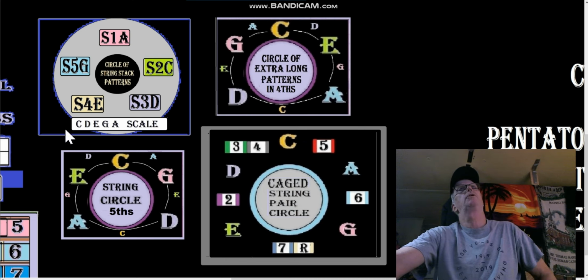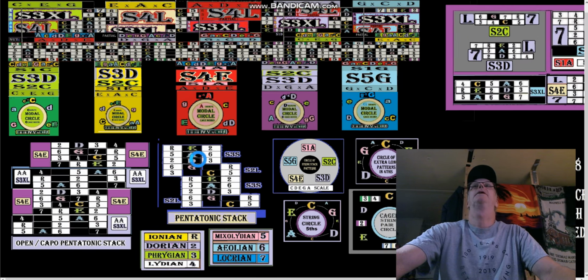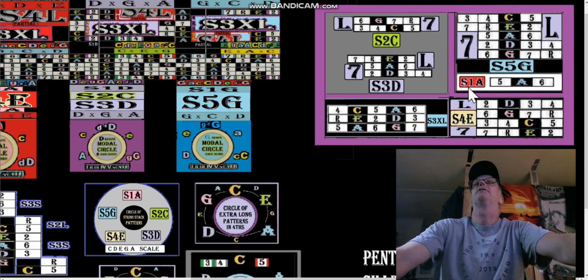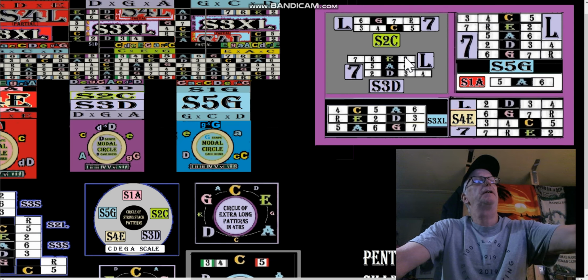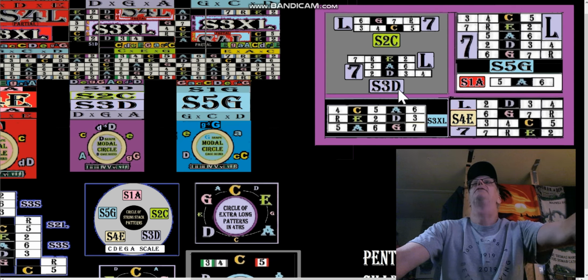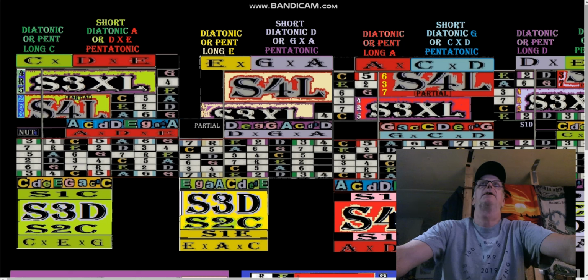Anything that works like that, I like to bring it out and give it a circle of string shaped patterns. So remember, these string shaped patterns are what? What are those string shaped patterns right here? The S1A, the S2C. Notice we're counting A, C, and pentatonic. A, C, S3D, S4E, and S5G. Okay? So that makes some sense.